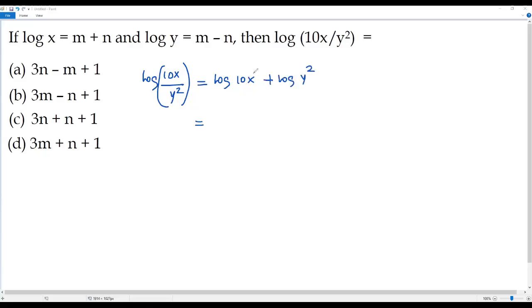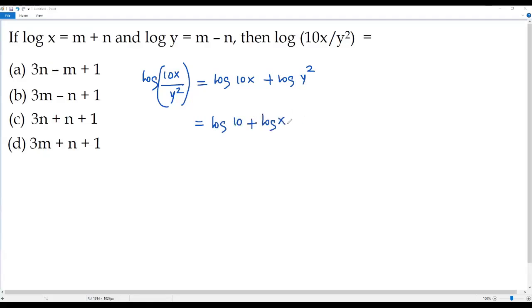Here in the first logarithm, in the argument, 10 and x are multiplied. So whenever two quantities are multiplied in the argument of a logarithm, we can take the logarithm separately for each quantity and add them. This is the product rule of logarithm. Then I'll be getting log 10 + log x.